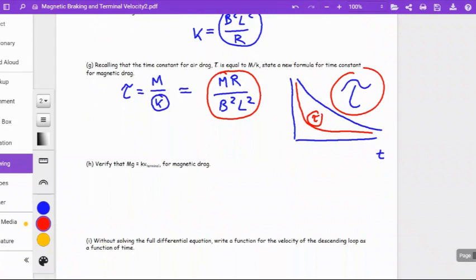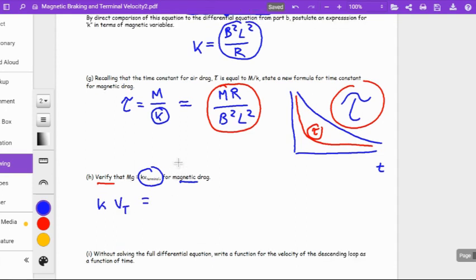Okay, let's do a quick verification here. Let me switch back to blue. The idea would be to verify that the weight of the object is equal to k times the terminal velocity for magnetic drag. So let's see. What is k times terminal velocity? We have things we can substitute here. K from upstairs is equal to B squared L squared over R.